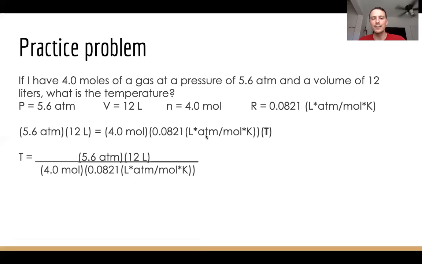And the reason the gas constant has all these weird units here is because if you actually take the time to cancel out the units, all of these units are going to cancel except for the Kelvin, which is the unit for our temperature unit here. So if we plug this in, we end up getting 204.6 Kelvin as our temperature for any gas that's acting ideally under these conditions here.